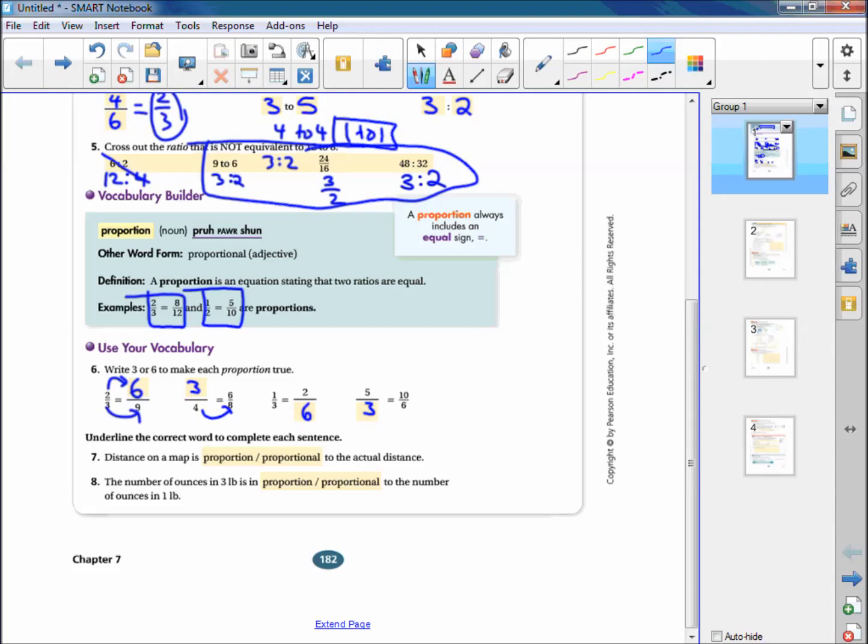All right, underline the correct word to complete each sentence. Distance on a map is proportional to the actual size. So if we do our map distance divided by the actual distance, we keep getting the same number over and over again. Okay, so that means they're proportional. The number of ounces in 3 pounds is in proportion to the number of ounces in 1 pound.